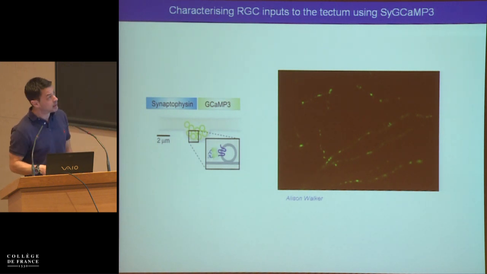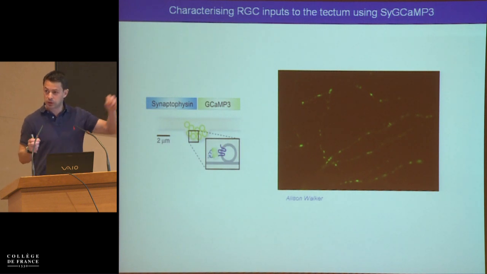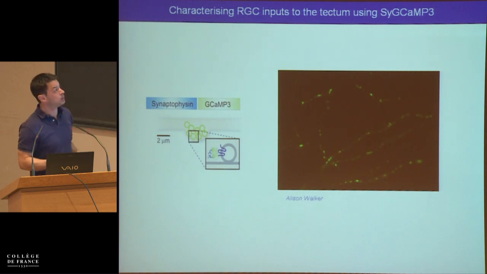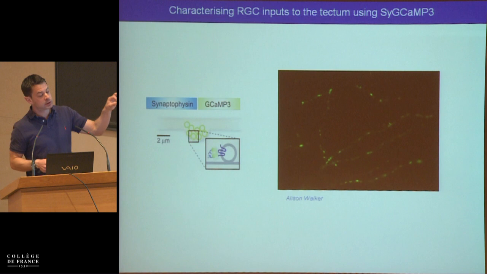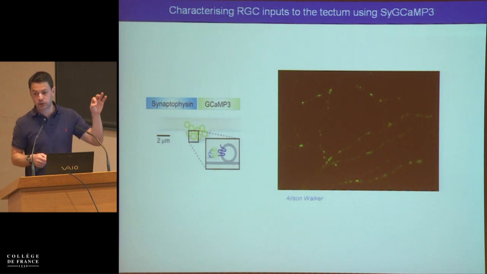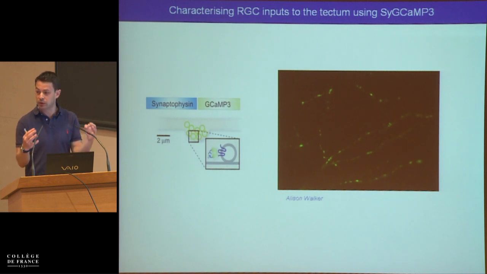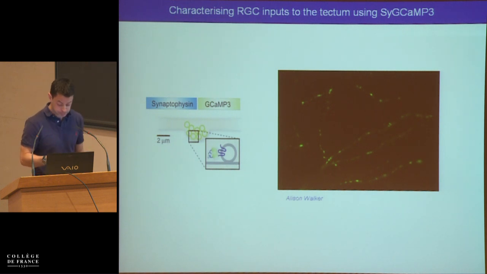Firstly, it ensures the probe is distributed to the most distal parts of the axon. It's distributed to the synapses, which is the structure we care about. And you're also targeting the probe to where calcium influx into an active neuron is particularly high. So by doing this, you're effectively increasing the sensitivity of the probe.